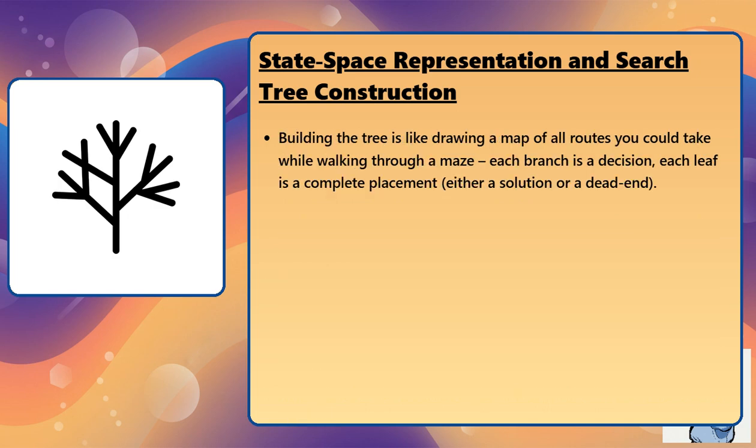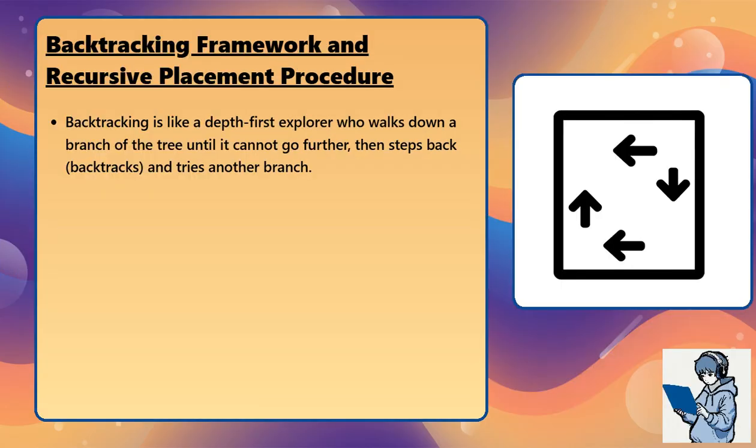Building the tree is like drawing a map of all routes you could take while walking through a maze. Each branch is a decision. Each leaf is a complete placement, either a solution or a dead end. Backtracking is like a depth-first explorer who walks down a branch of the tree until it cannot go further, then steps back and tries another branch.